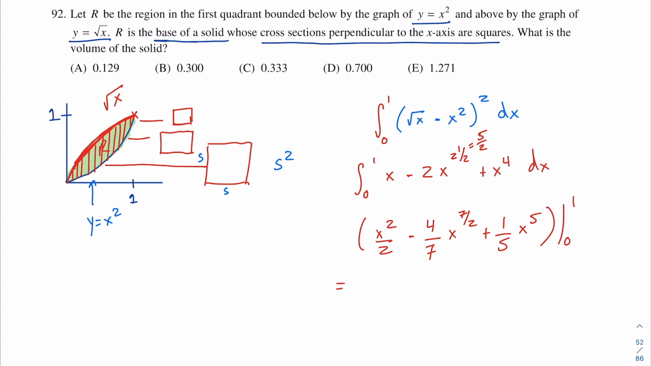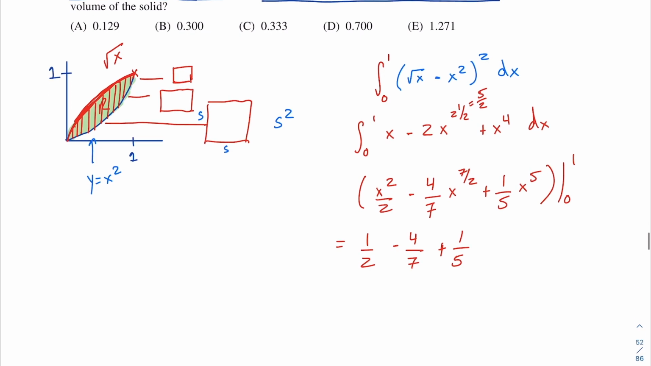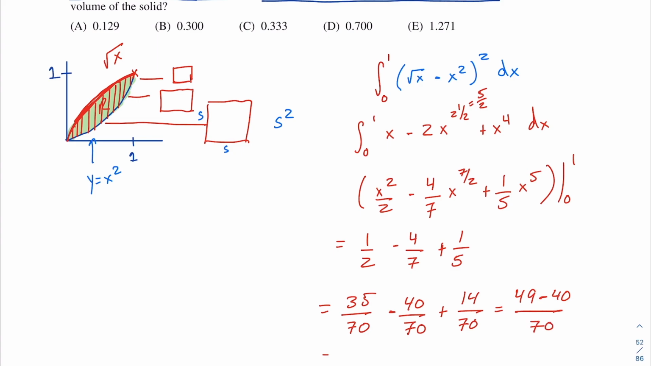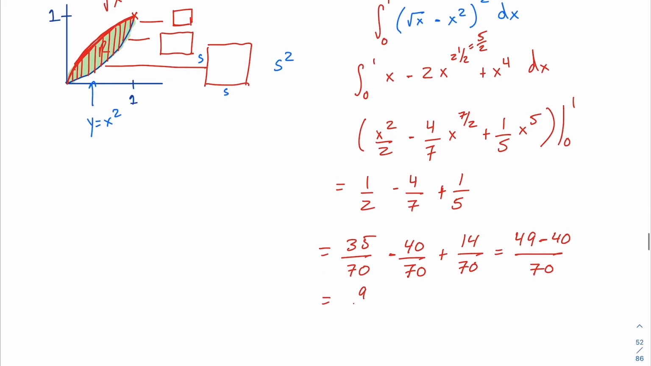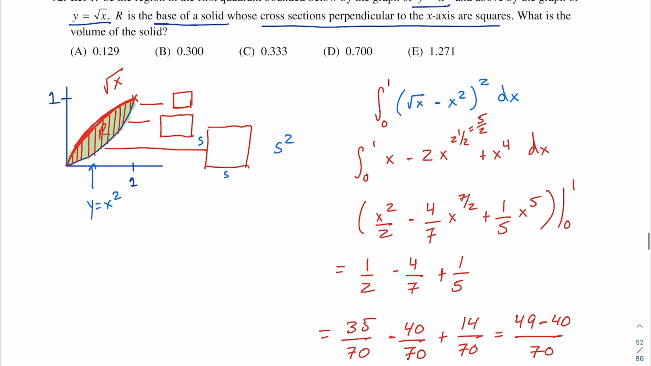So this is equal to 1/2 minus 4 over 7 plus 1 over 5. Common denominator is 70. We have 35 over 70 minus 40 over 70 plus 14 over 70, which is equal to 49 minus 40 over 70, which is equal to 9 over 70. And if you plug that into the calculator, you'll see this is equal to 0.129, which is A. So the answer here is A.